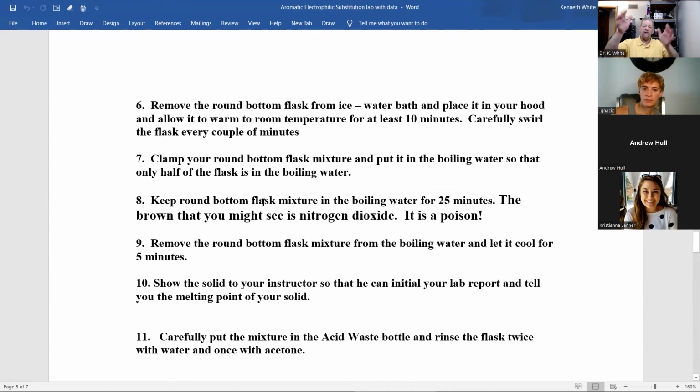Now, we're doing this all in a hood, which takes any vapors out of the hood and shoots them to the roof of the building, and the air dilutes it so it's safe.